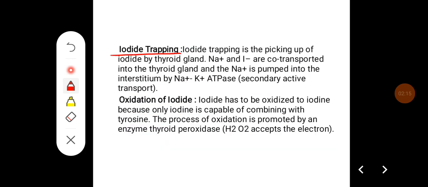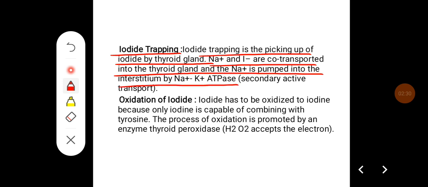Then there is a step of iodine trapping. The iodine trapping is the picking up of iodide by the thyroid gland. Sodium and iodide are co-transported into the thyroid gland, and sodium is pumped into the interstitium by sodium potassium ATPase, which is also called a secondary active transport mechanism by which the gradient for sodium is created.